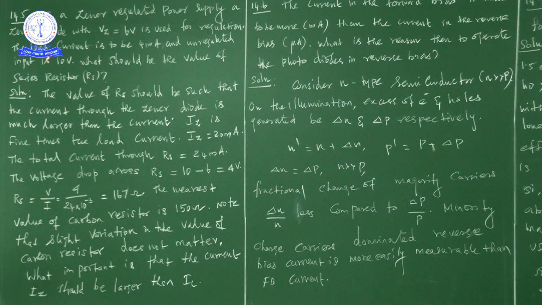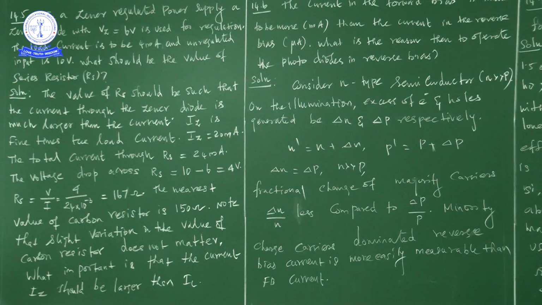So next, 14.5th sum in electronics. In a Zener regulated power supply, a Zener diode with VZ equal to 6 volt is used for the regulation. For regulation, the load current is to be 4 milliampere and the unregulated input is 10 volt. So what should be the value of series resistor RS, is what has been asked.